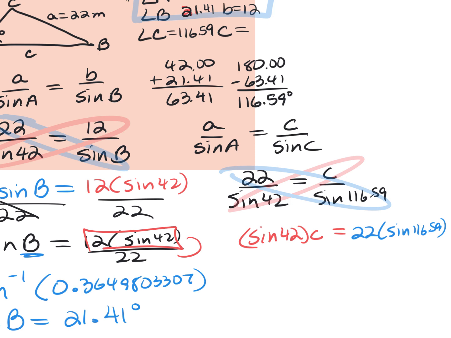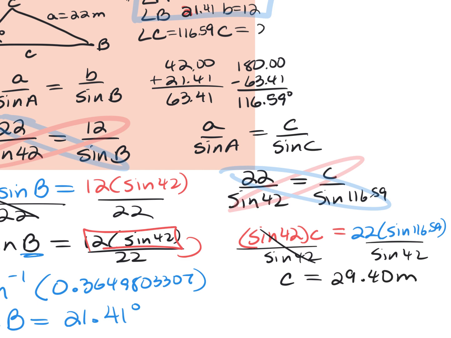I need to divide both sides by the sine of 42. That'll cancel that, and then I get little c. I'm not looking for an angle, so I just do it right in my calculator: 22 times the sine of 116.59 divided by the sine of 42, which is 29.40 meters.